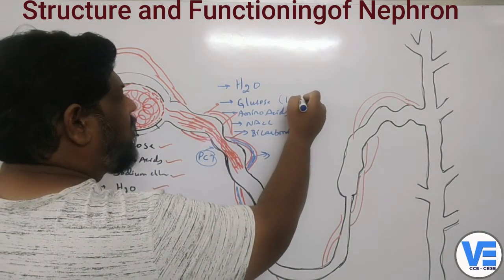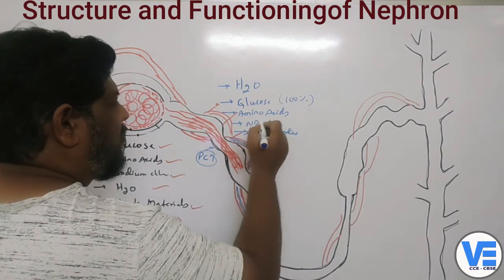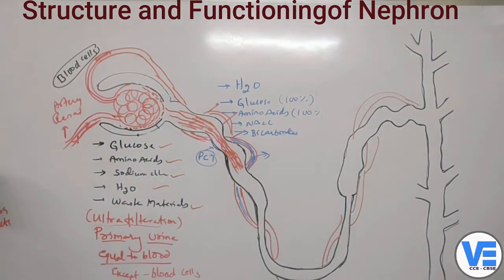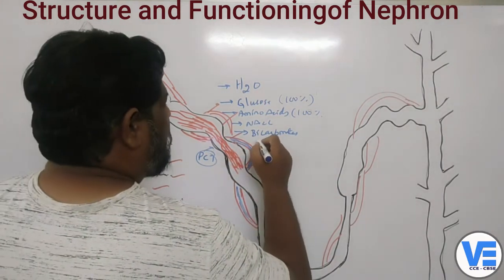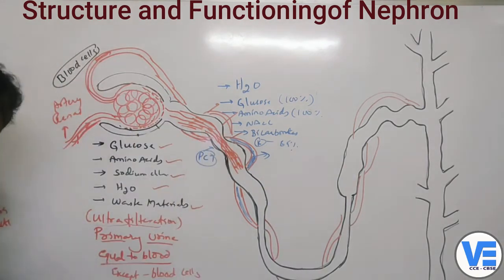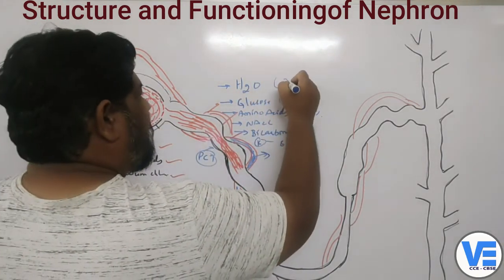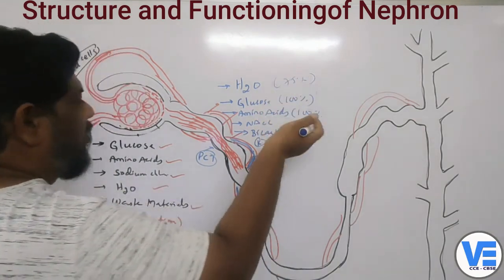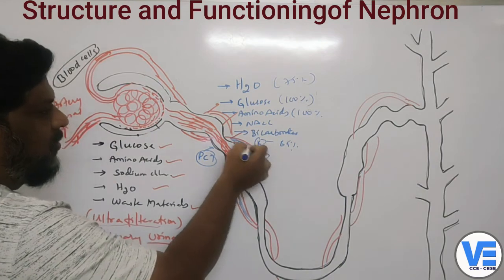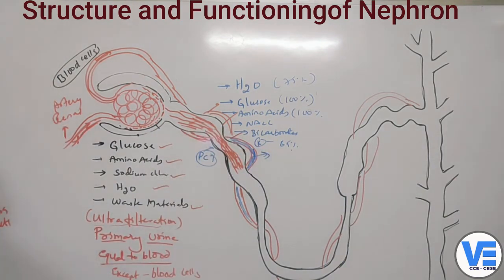Now in this blood which is traveling here, almost 100% of glucose is absorbed into the blood. Almost 100% of the amino acids are absorbed into the blood. When you come to potassium, around 65% of potassium is absorbed into the blood. And when you come to water, around 75% of water is also reabsorbed by the PCT.